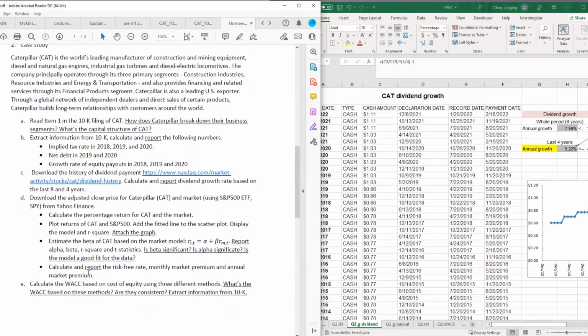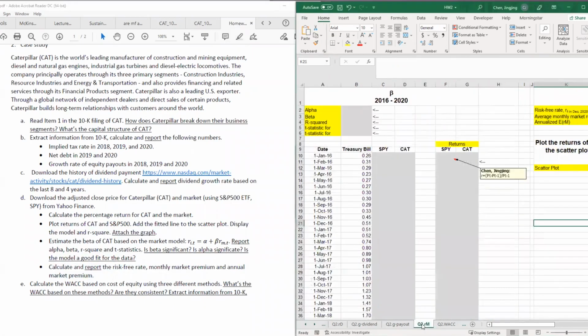What we are doing here is grabbing the information for calculating CAPM. For calculating CAPM, we need the firm's return, the firm's beta, and the market premium. So now we are calculating the firm's beta in this step, and the market premium in this step. So now I can just go ahead to Yahoo Finance and find the prices of SPY. SPY is the ETF index for the S&P 500, and also find the adjusted close price for CAT.